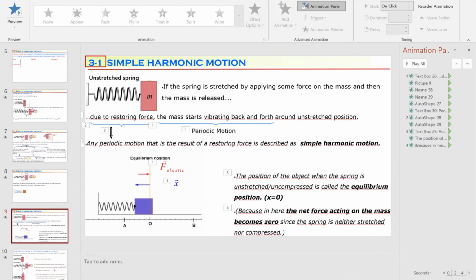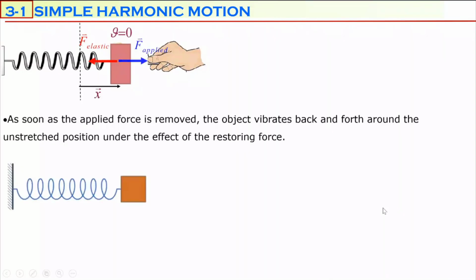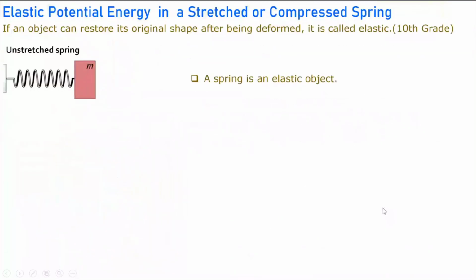Now we will continue with the next title, but the next title is a little related to 11th grade. First, I am going to talk about a part of 11th grade, which is elastic potential energy. You studied this last year. And first, I will define what an elastic object means.